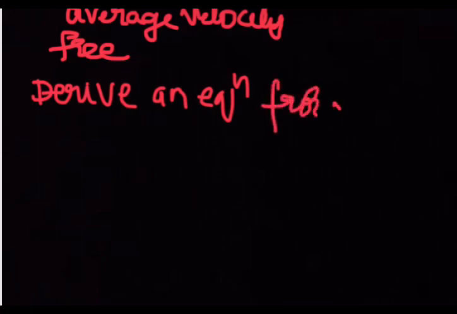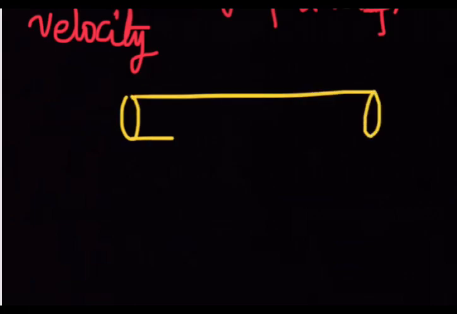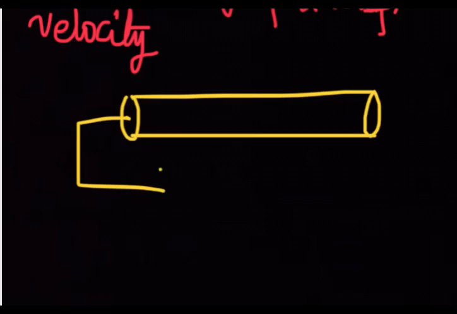Derive an expression for drift velocity. Again consider a conductor. Conductor means a metallic wire. Metallic wires are very thin, but for derivation purposes we have drawn it as a big size.